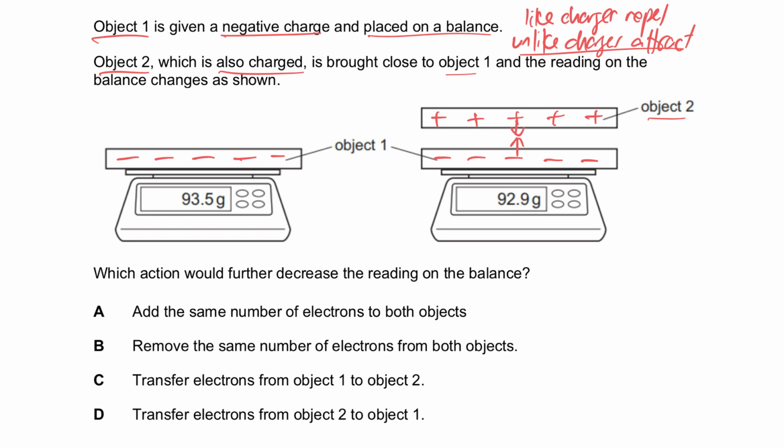And you should know that electric force is an action-reaction pair, so they are both attracting each other. But for object 1, since it's being attracted up, it's lighter on the balance, therefore the reading decreases. All right, so the question asks which action would further decrease the reading on the balance. You want the reading to be further reduced. That means to say you want the attraction force on object 1 to be greater.